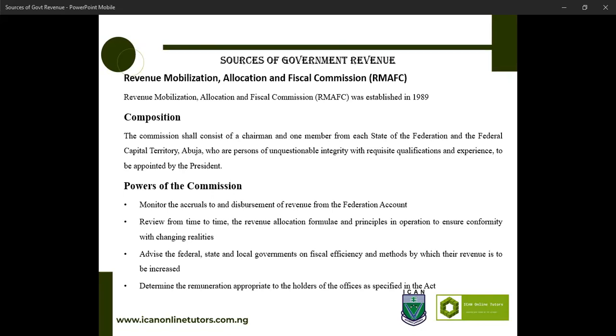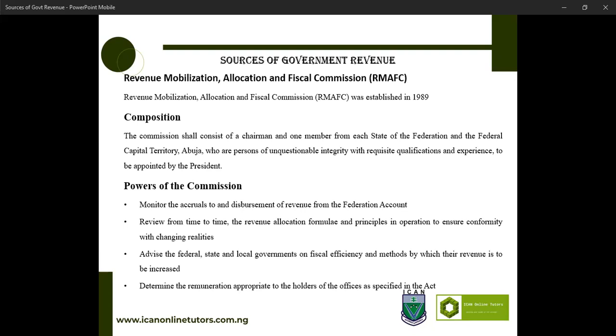We have the Revenue Mobilization, Allocation, and Fiscal Commission, RMAFC. The RMAFC was established in 1989 with the composition that the commission shall consist of a chairman and one member from each state of the federation and the Federal Capital Territory, FCT, Abuja, who are persons of unquestionable integrity with requisite qualifications and experience to be appointed by the president. So it is going to have a chairman and a representative, a member from each state of the federation and FCT.